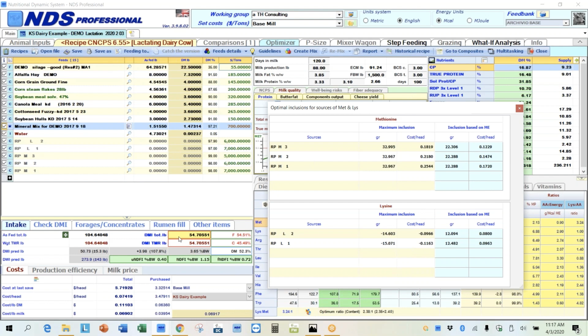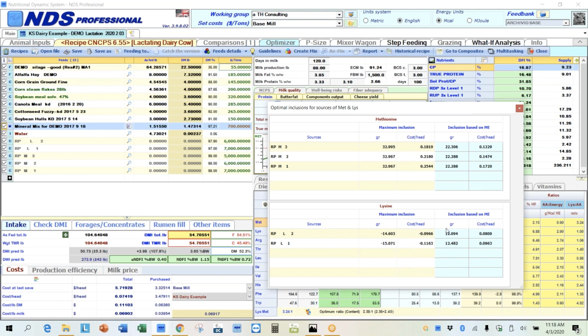So lysine 1 will basically, I need 12.4 grams of that product in order to get me up to the inclusion level I want, based on ME, and it will cost me this amount of money, okay, because it's $7,000 a ton, whereas lysine 2 was $6,000, and you can see about the same amount of product, and it's going to cost less.